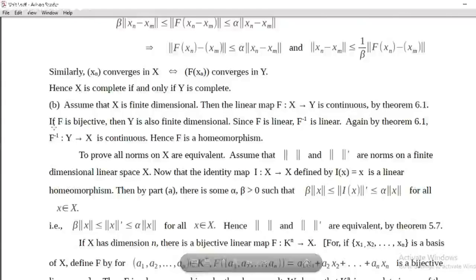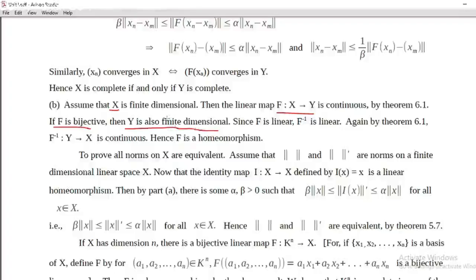Now f is bijective, and since X is finite dimensional and f from X to Y is a bijective linear map, Y is also finite dimensional. Because നമുക്കറിയാം 1-1-1-2 മാപ്പിംഗിൽ domain and codomain have same cardinality. Therefore, Y is also finite dimensional, and moreover, if the dimension of X is n, then the dimension of Y is also n.